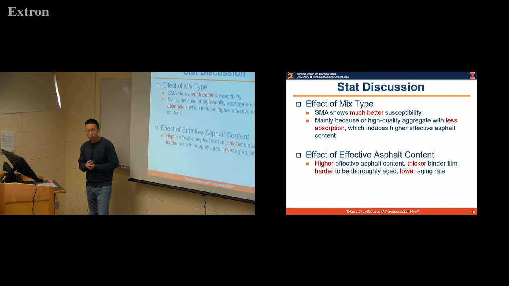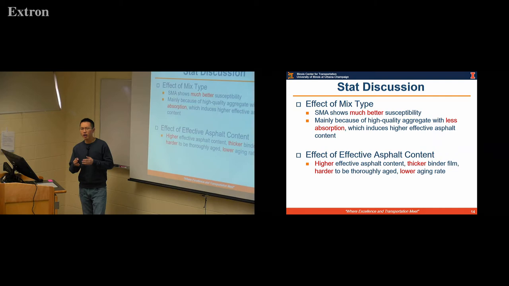The mixture types we discussed here are SMA and dense graded mixes. SMA shows much better susceptibility, and what we found from the later analysis is that this is mainly because of high quality aggregate with less absorption, which induces higher effective asphalt content. And I'll talk about the effect of effective asphalt content.